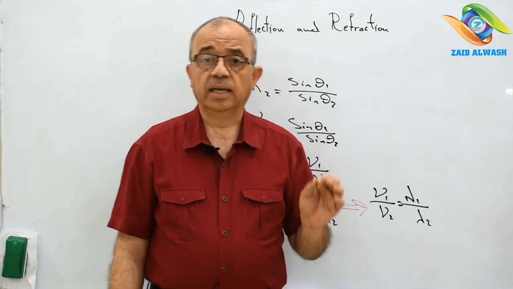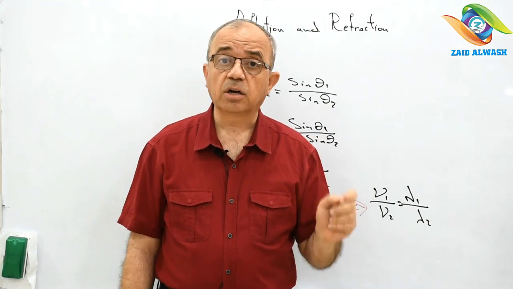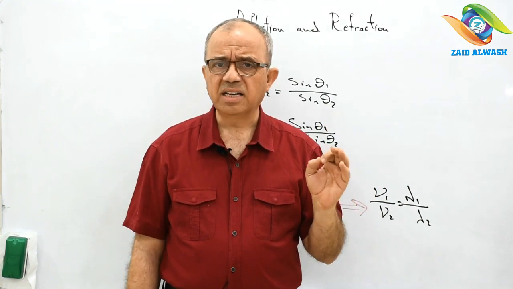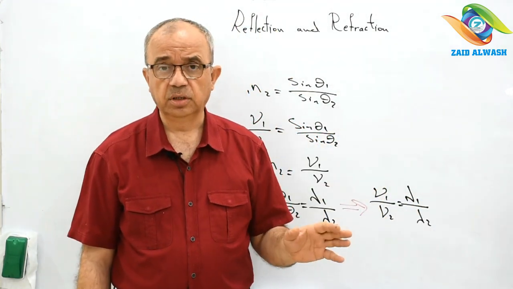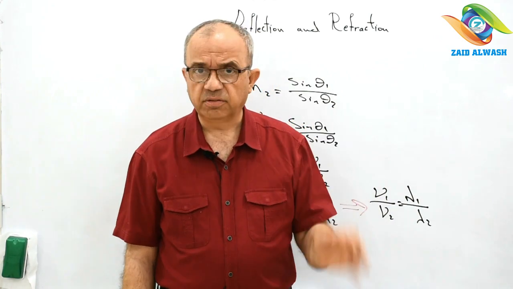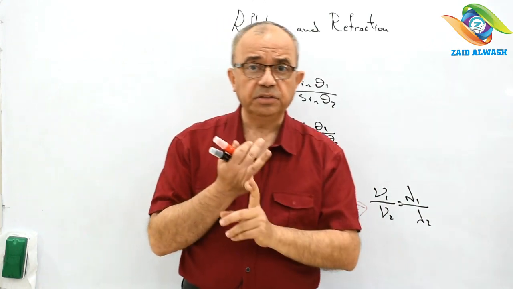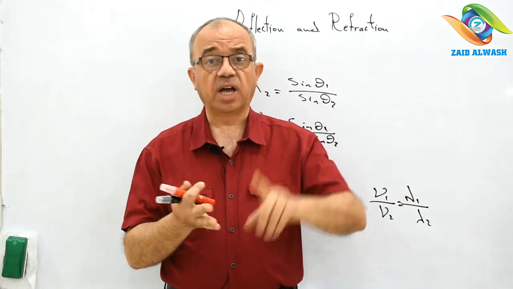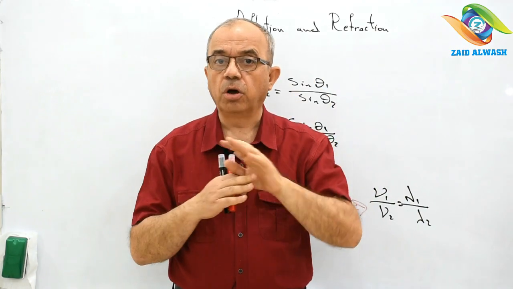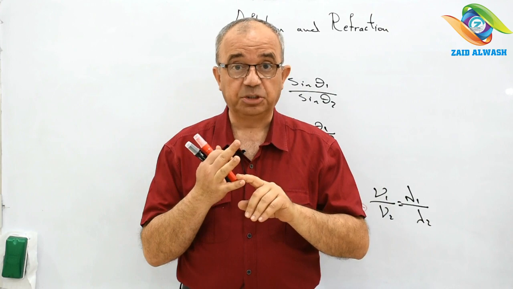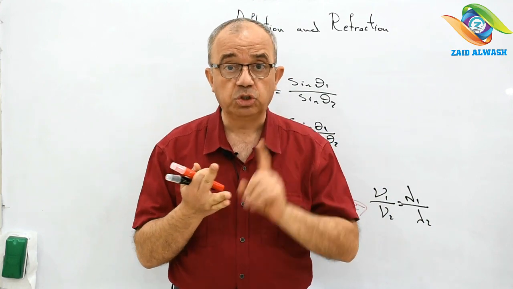Therefore, there is something that is constant. What is that? It is the frequency. We must know that when light travels between two transparent media, it has a speed, a wavelength, and a frequency. The frequency must be constant, but the speed will be changed, and the wavelength will be changed.